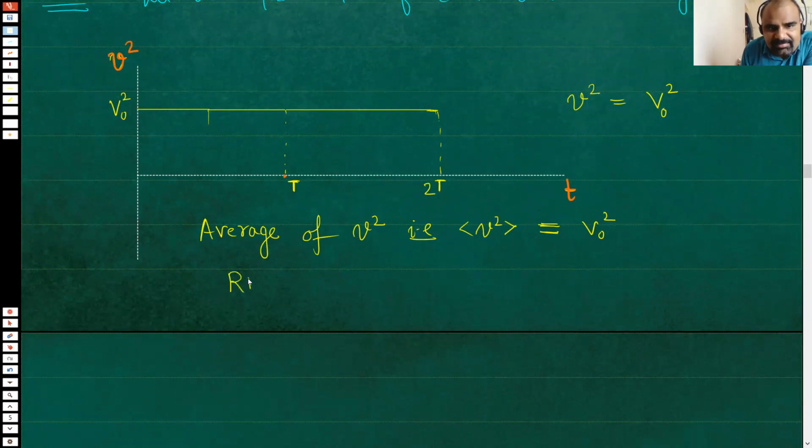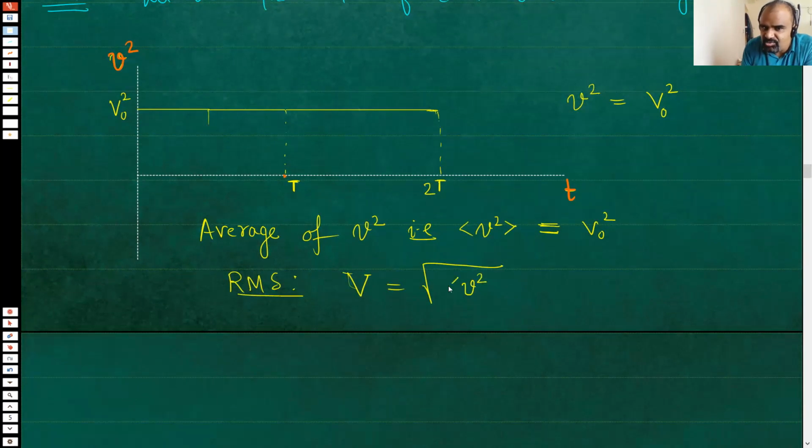Now, what will be the RMS? That is capital V. Now you have to just underroot it. This instantaneous voltage, you squared it, you found the average. Now, finally, you have to underroot it. So V0 square under root. That means V0. This is the answer.